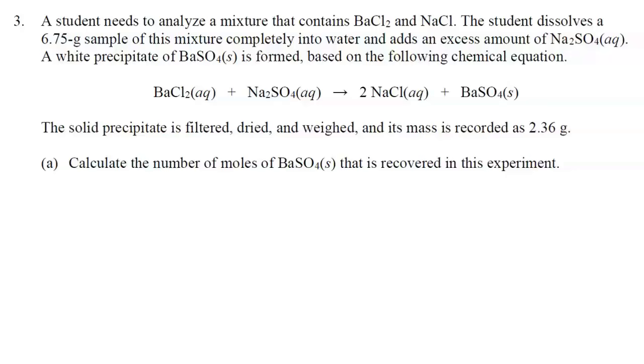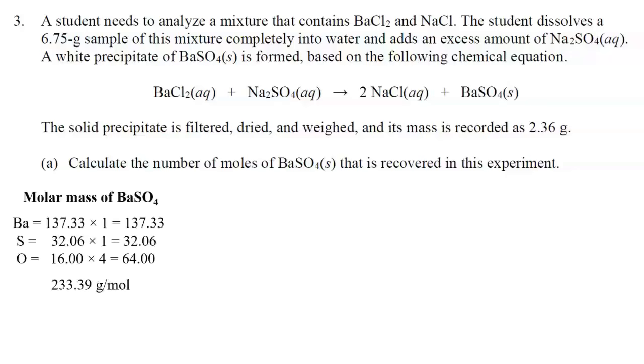So we'll consult the periodic table. Barium sulfate is barium, so 1 barium, 1 sulfur, and 4 oxygens. 137.33, 32.06, and then 4 times the atomic mass of oxygen. Grand total, 233.39 grams per mole.